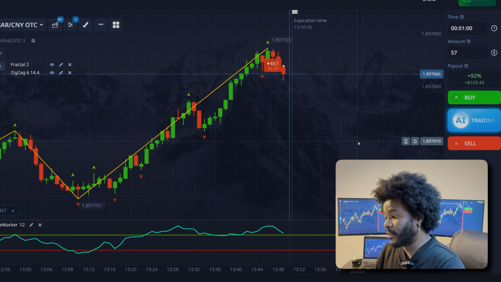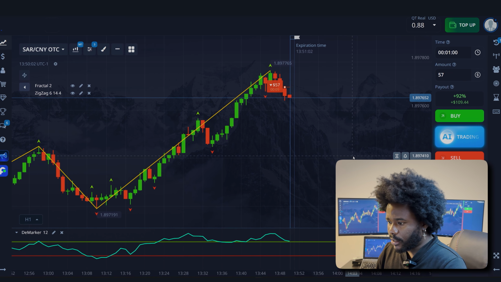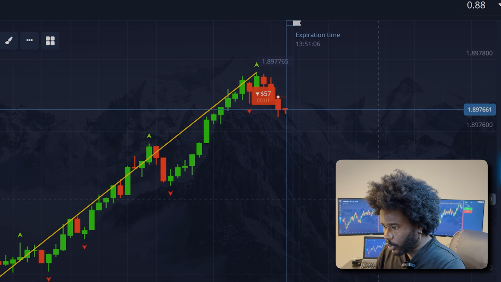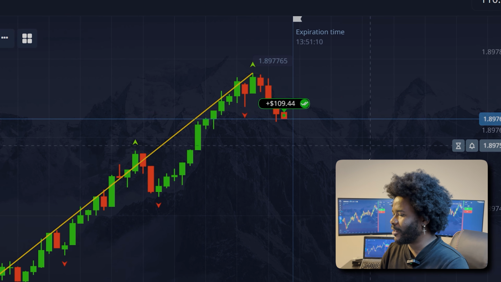Yes, this indicates that buyers have overheated the market, and the candlestick visually confirms this. Yes, we can check, waiting for the trade to close, and I get $109 to the account.